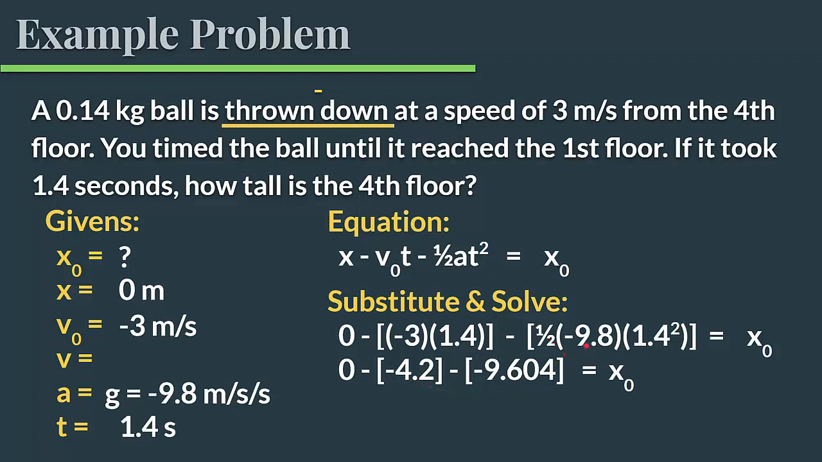1/2 times -9.8 times 1.4 squared gives me -9.604. Pay close attention to these signs because I have minus a negative and then minus a negative. Okay, and so that ends up being this, 4.2 plus 9.604 equals x naught. And if I add those two values together, I get 13.8. That is rounded, obviously, 13.804 meters. So the height of the fourth floor in this particular question would be 13.8 meters.